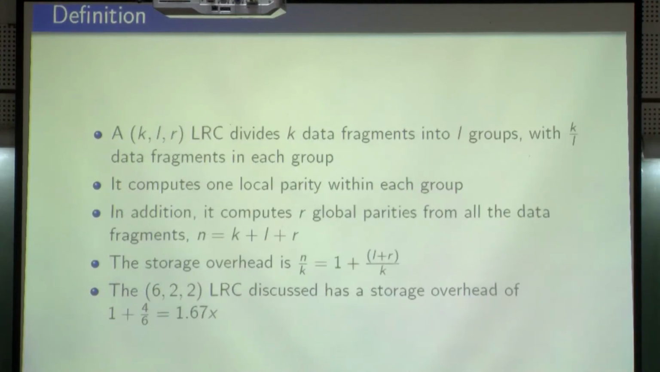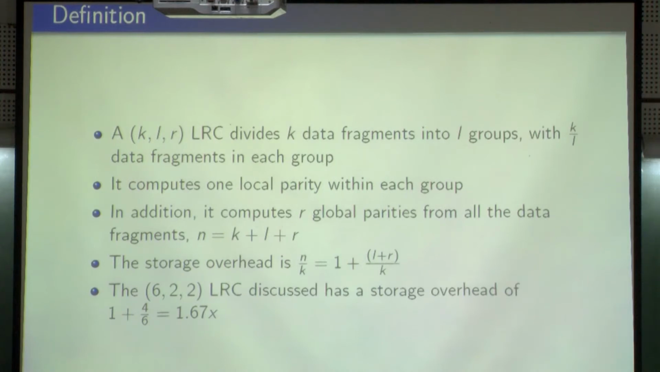So now let's look at the definition. Here I use a slightly different notation. K is still the same. An (K, L, R) LRC, local reconstruction code, divides K data fragments into L groups with K by L data fragments in each group. Whatever K may be, you divide it, and without loss of generality you always take an L which divides K into an integer. So it computes 1 local parity for each group. In addition, it computes R global parities.